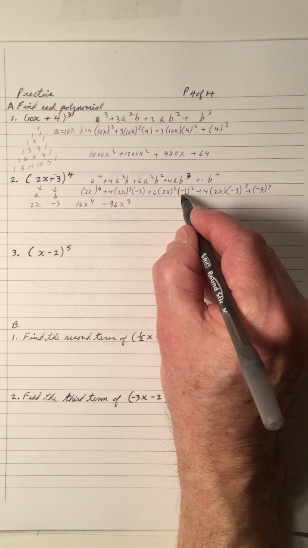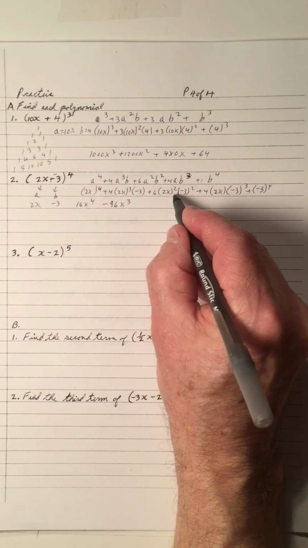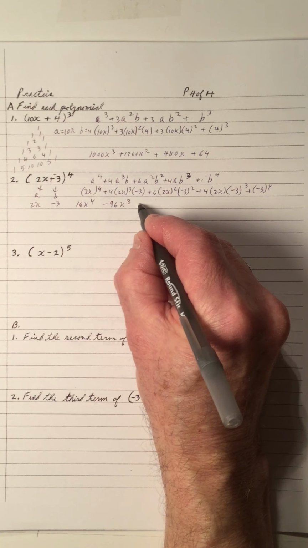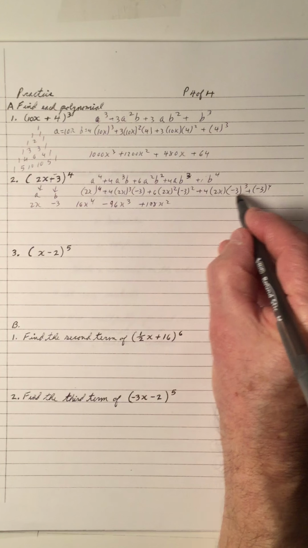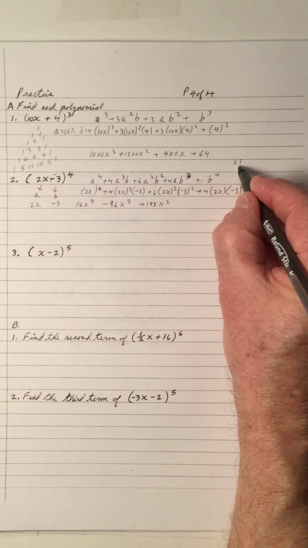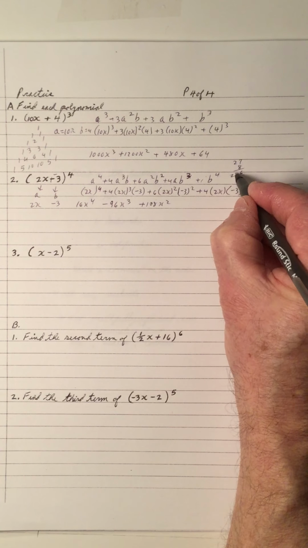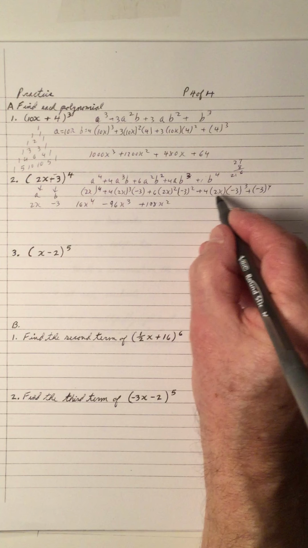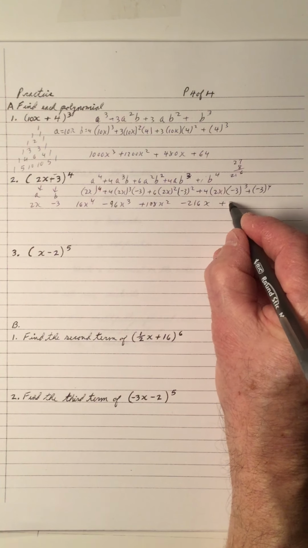That's a 9. 6 nines are 54. So that's a 108x squared. And that's negative 27, and 27 times 8, 7 eighths are 56. You have to carry your 5: 216. And that's a negative 216x. And that's a positive 81.